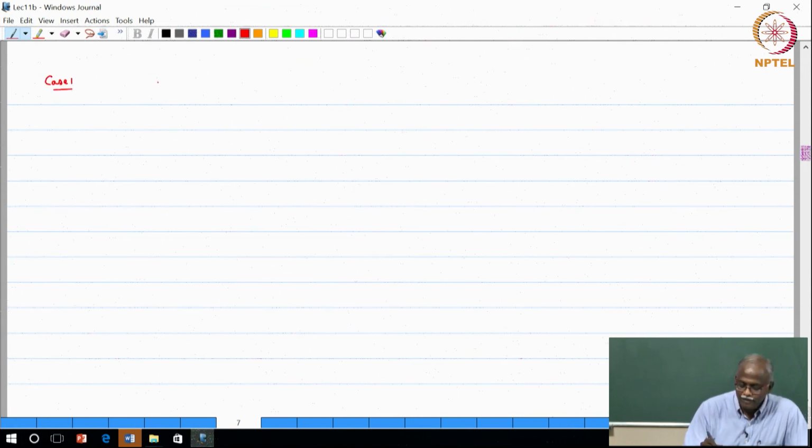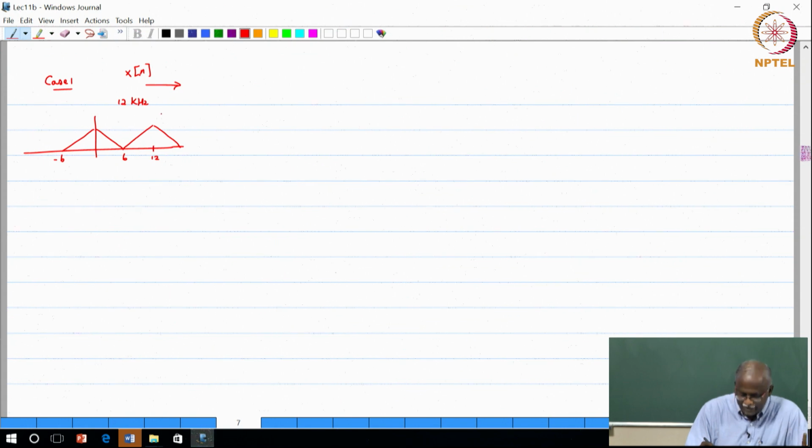Okay. So, I have, let us say, a signal x of n which is at 12 kilohertz. Let us say the spectrum looks like this, minus 6 kilohertz to 6 kilohertz, sampled at 12 kilohertz. So, basically Nyquist sampling. If I express it in terms of discrete time frequencies, this would be 2 pi, this would be pi, minus pi. So, your signal is contained between minus pi to pi, and you have sampled it at the Nyquist rate. Therefore, the spectrum is fully occupying the space between minus pi to pi.